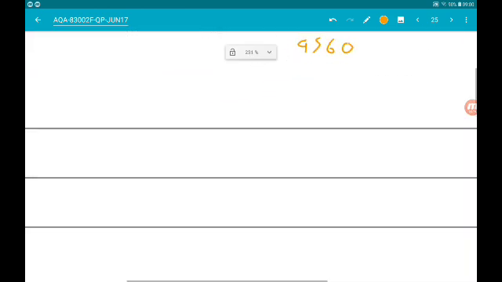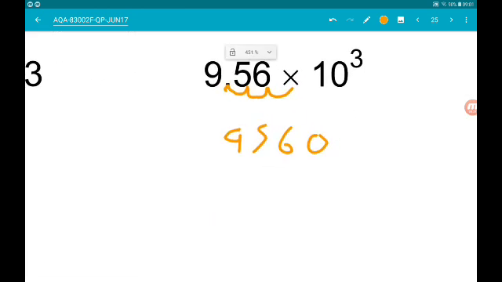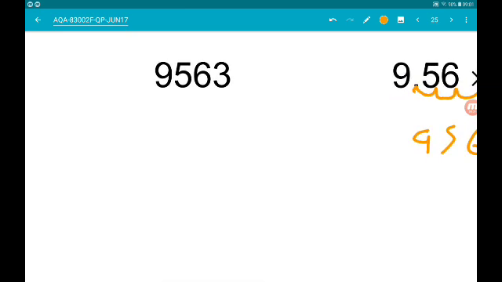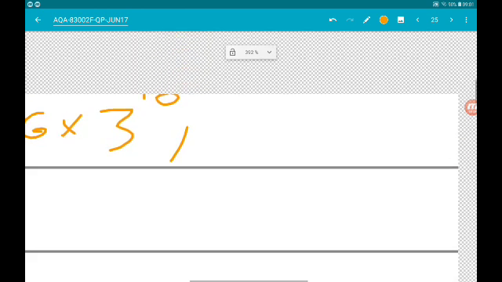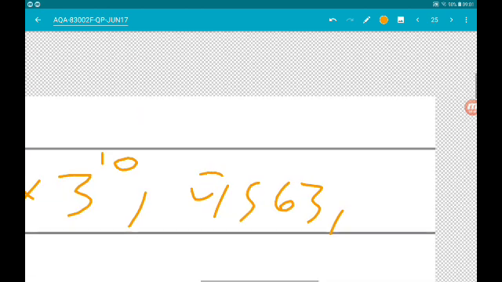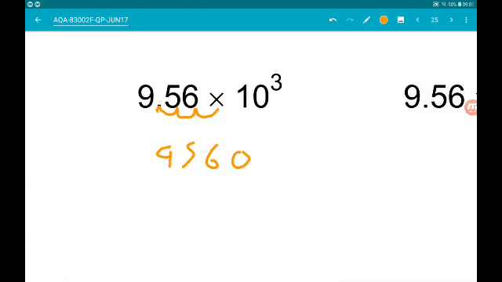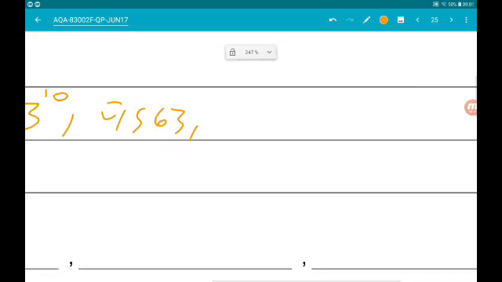So we got 9.56 times 3 to the 10. And next, we got 9,563. And then it's going to be the middle one, 9.56 times 10 cubed. Cool.